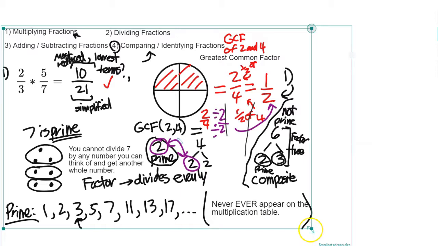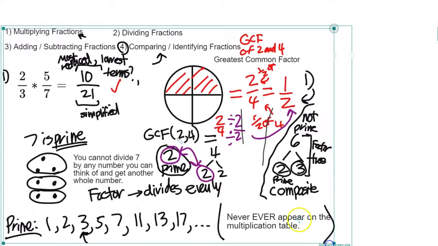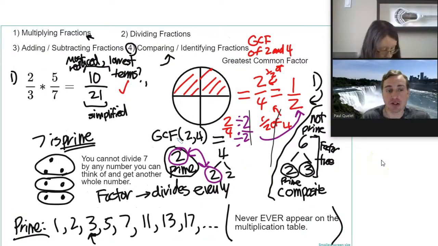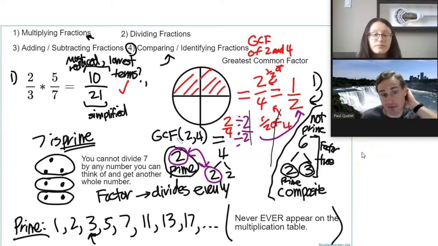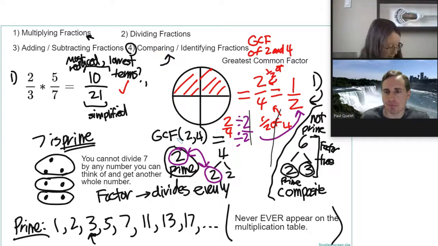So remember, some of our target ideas were the following. Know how to multiply fractions. We wanted to know how to divide fractions. We wanted to know how to add and subtract fractions, and then we wanted to compare and identify. We've done some multiplying fractions, and we've certainly done a lot of reducing and comparing fractions.